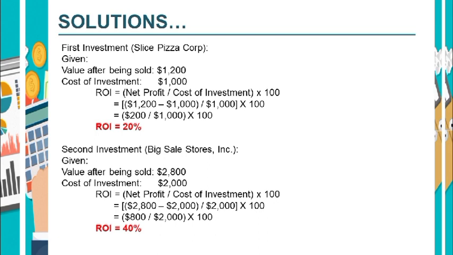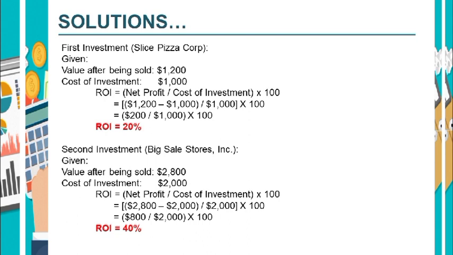In finding the ROI of the first investment, we have to take note first of the givens in the problem, which are the value after being sold amounting to $1,200 and the cost of investment of $1,000. To calculate the ROI, we are just going to use the formula of net profit divided by cost of investment times 100. To obtain the net profit, we only need to subtract the cost of investment from the value after being sold, which gives us the amount of $200. So, $200 divided by $1,000 times 100, the ROI of the first investment is 20%.